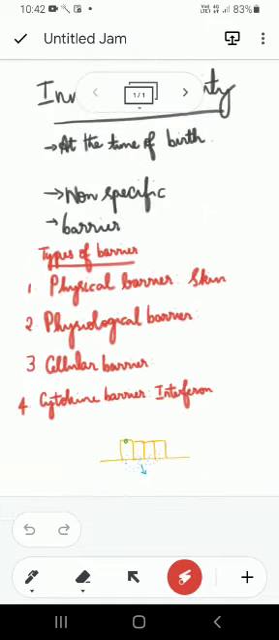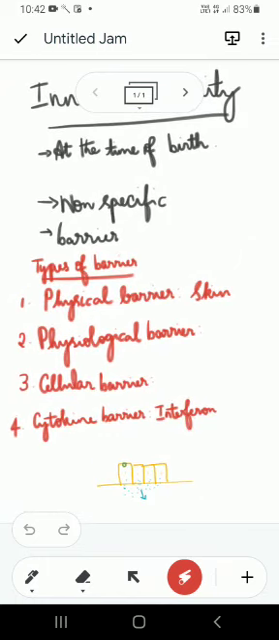Okay, and this is all about innate immunity. We'll study the acquired immunity in the next video.